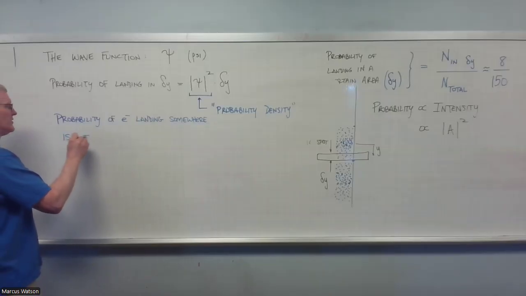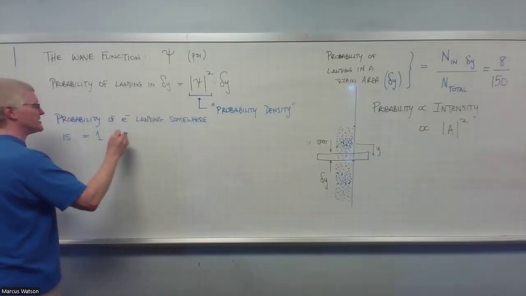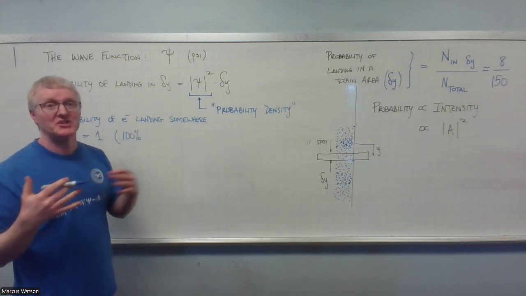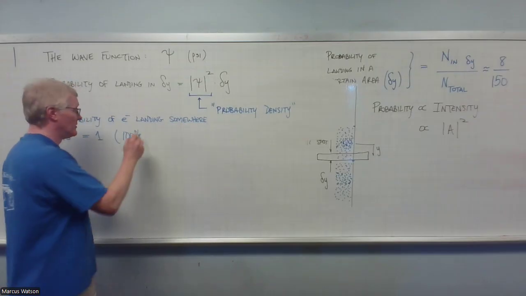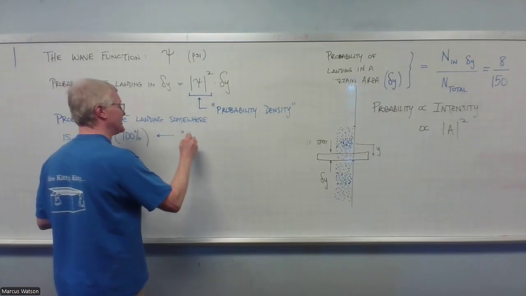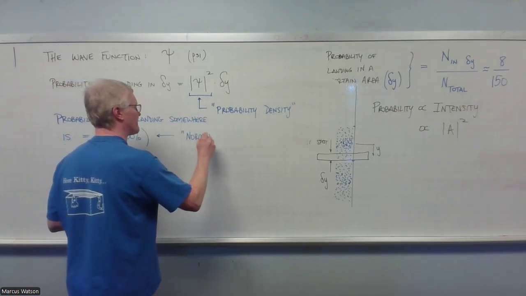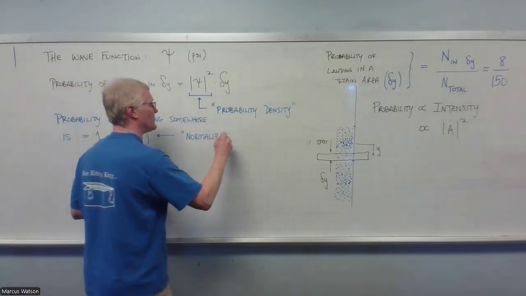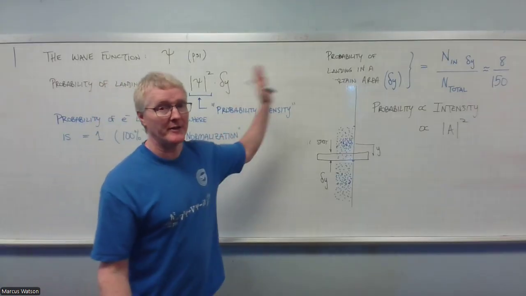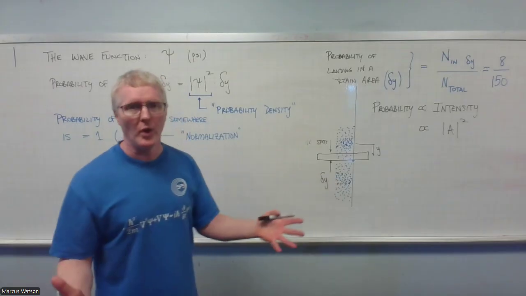It is equal to 1, which is, in other words, 100% that it resides somewhere. We don't know where, though. And what this condition is known as is called normalization. In other words, we can't just have a bunch of probabilities adding up to whatever we want. They have to add up to 1.